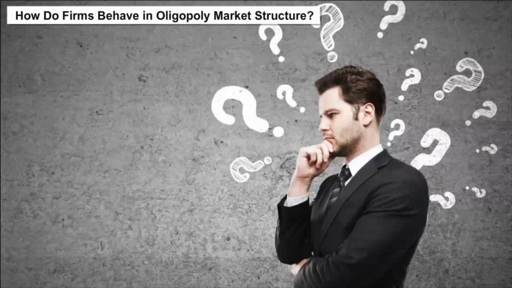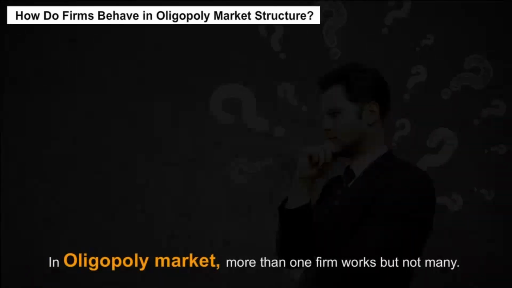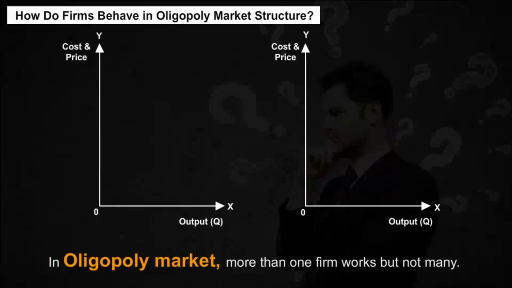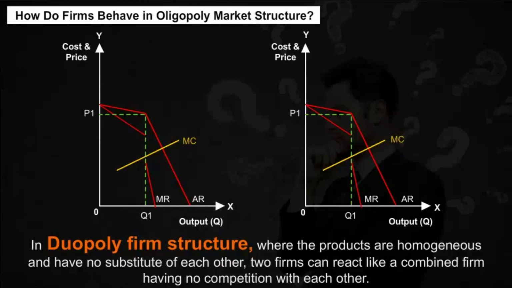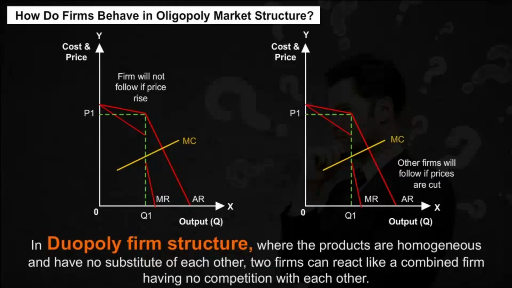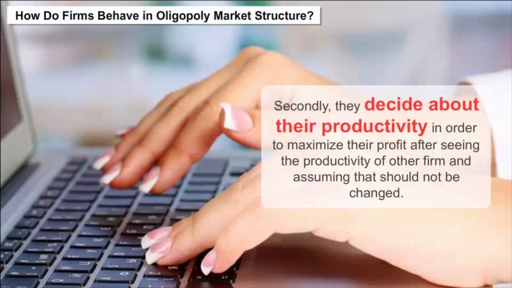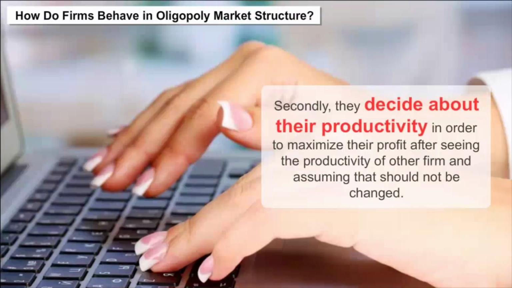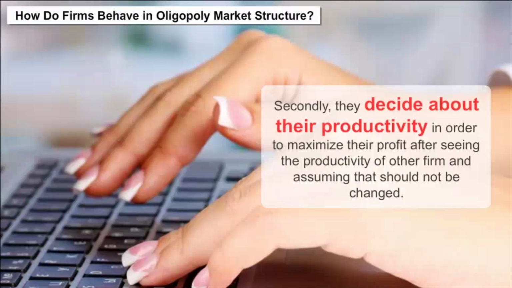How do firms behave in an oligopoly market structure? In an oligopoly market, more than one firm works, but not many. In a duopoly firm structure, where the products are homogeneous and have no substitute for each other, two firms can react like a combined firm having no competition with each other. Secondly, they decide about their output in order to maximize their profit after seeing the output of the other firm and assuming that it will not be changed.